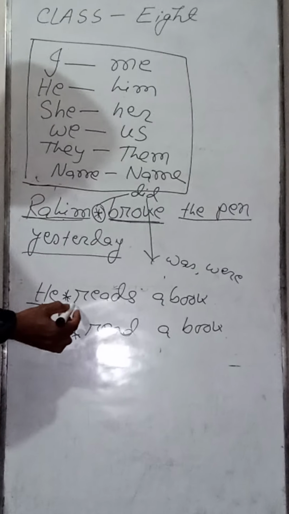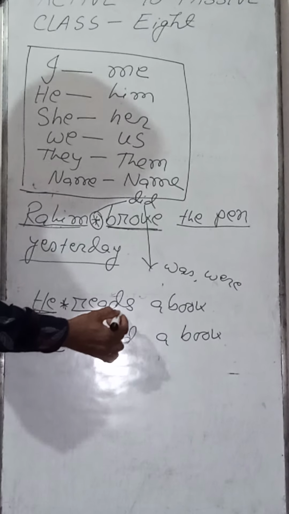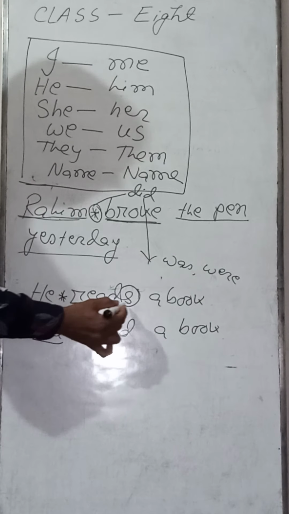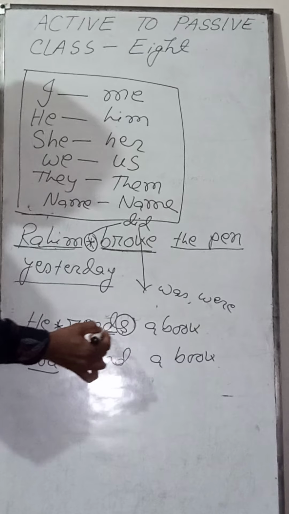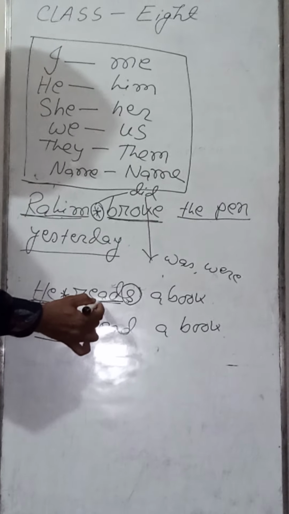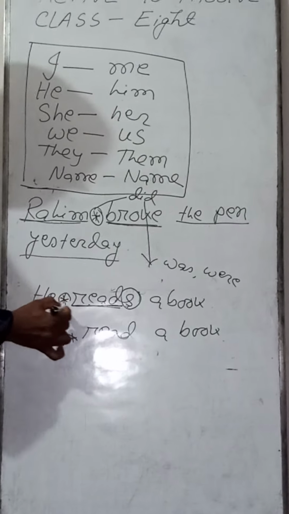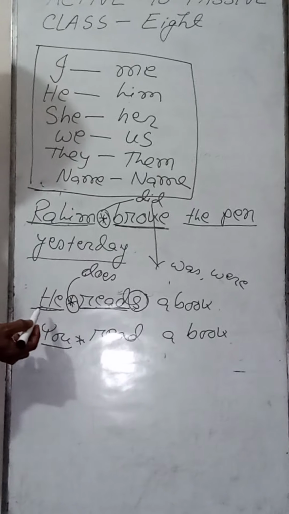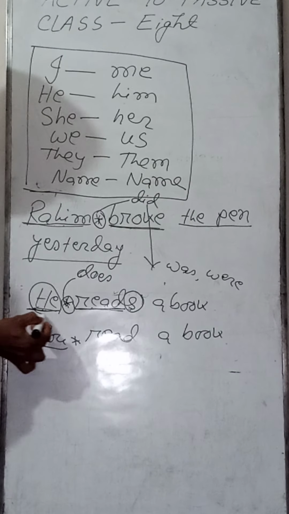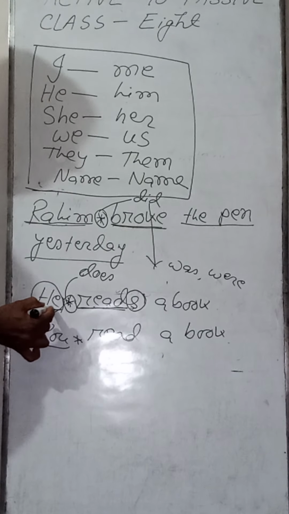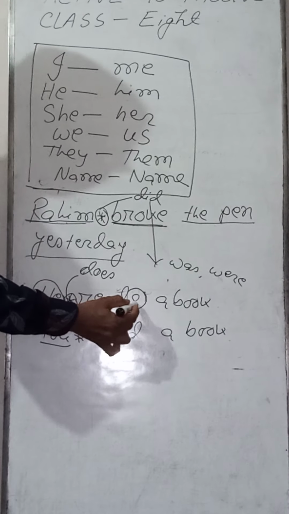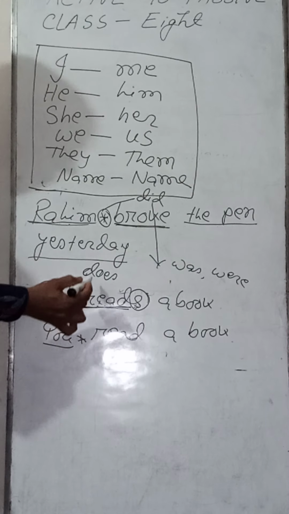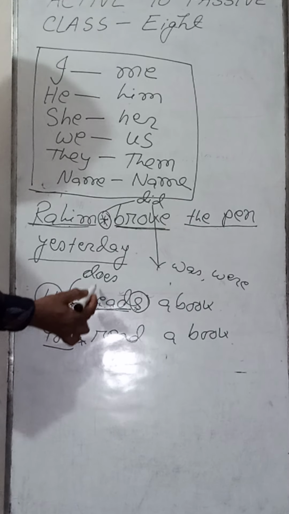Here you see "he" and "read", and an s is added after "reads". If you find s or es after the subject, on the main verb, then the auxiliary verb will be does. In the case of third person singular number in present indefinite tense, generally an s or es will be added after the main verb. So here the auxiliary verb is does.